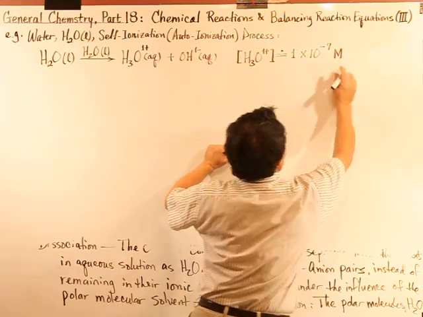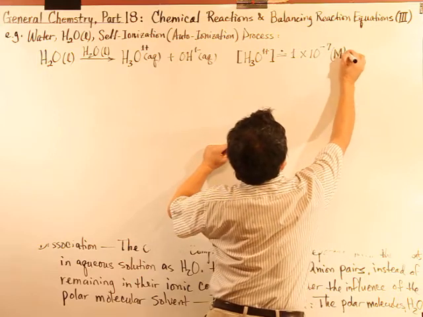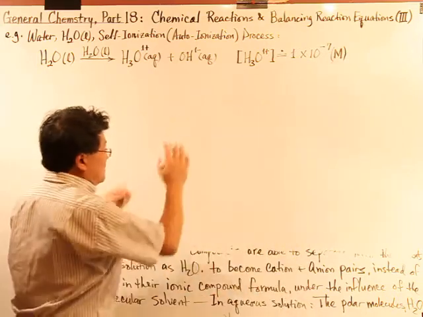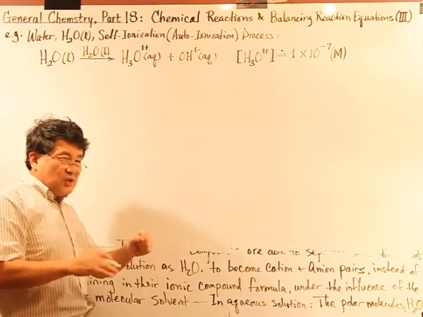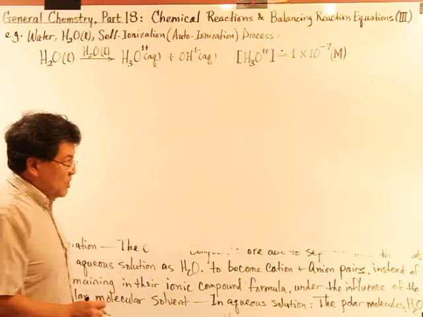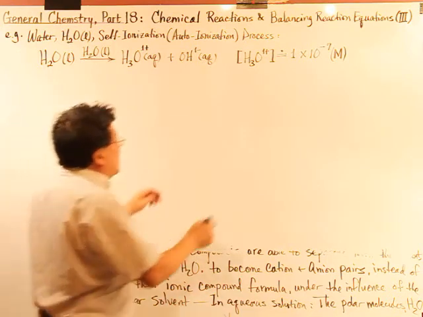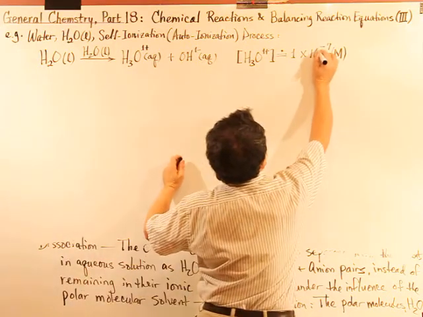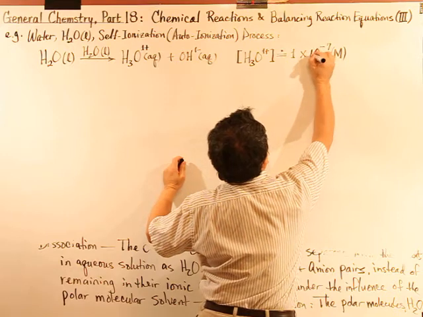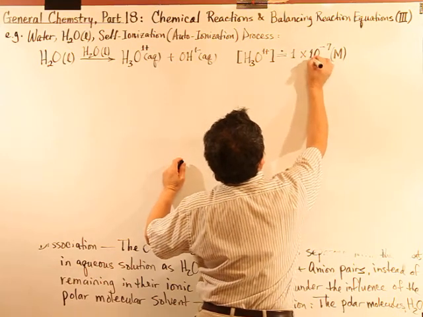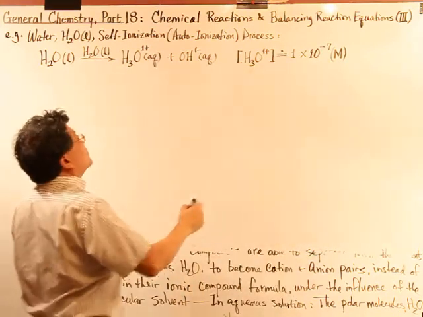Now we haven't gotten to that yet, but we're going to get in there in the future. That means how many moles per liter of solution, which is 1 mole in 1 liter of solution. This is 10 to the minus 7. That's the concentration of hydronium.